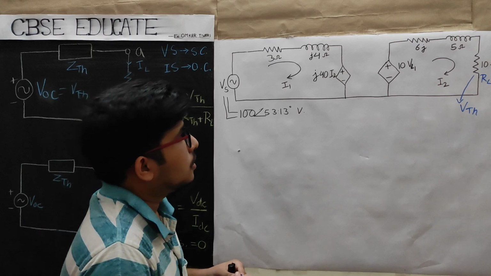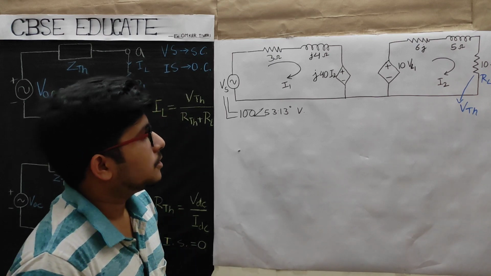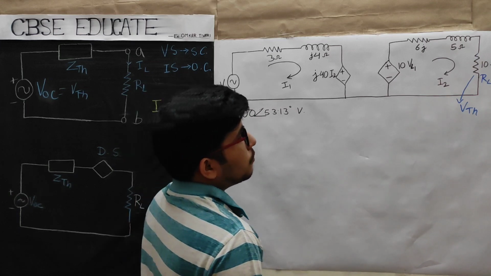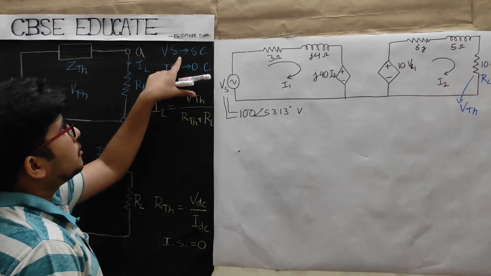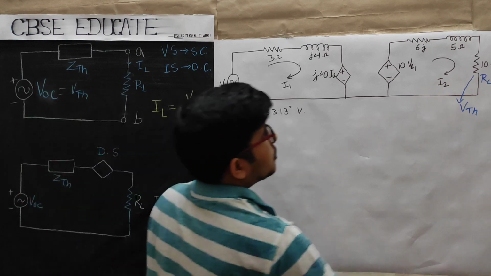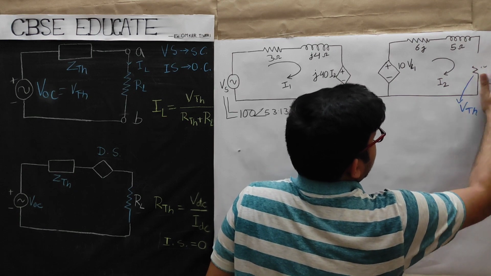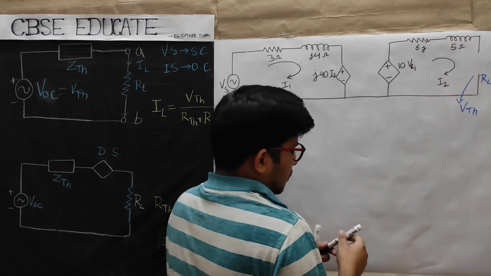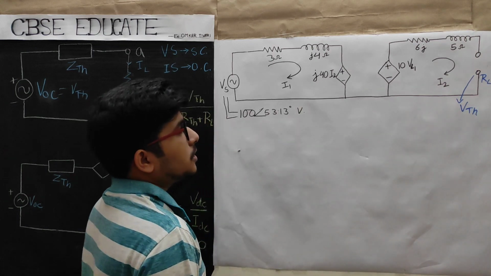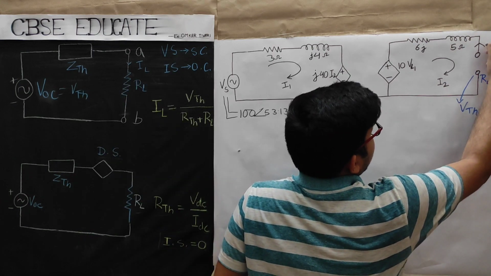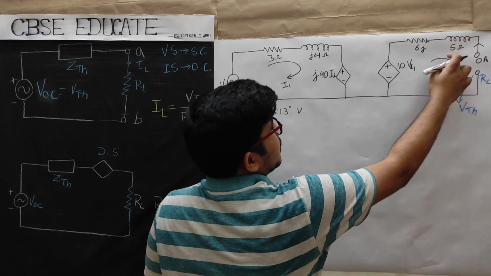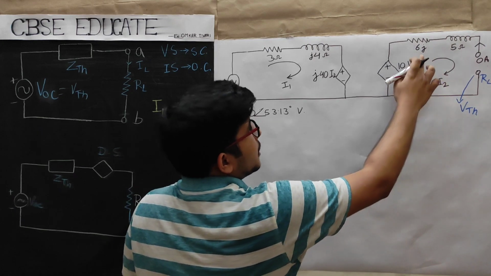Now see, the first step is, suppose this is the load resistance. In the Thevenin theorem, we have to open the circuit across which the voltage has been asked. So I will open the circuit. The current in this direction is 0 ampere, and the current in this direction is 0 ampere.